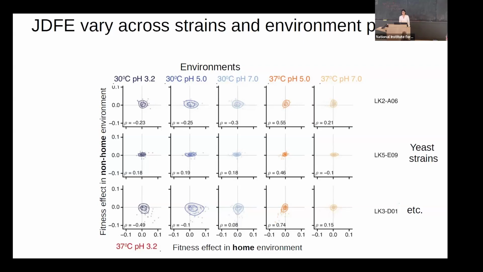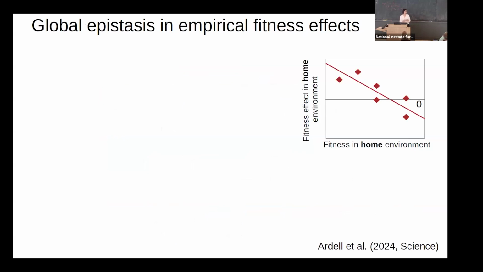And so to do this, I'm going to summarize very quickly the results that were found in a previous study about the statistical structure of these fitness effects in this particular experiment. So again, now we have a slightly different plot. On the x-axis, we have fitness in the home environment. This can be fitness in any other environment. And on the y-axis, we have the fitness effect. These diagrams represent the same mutation in different strains with different fitness in the home environment.